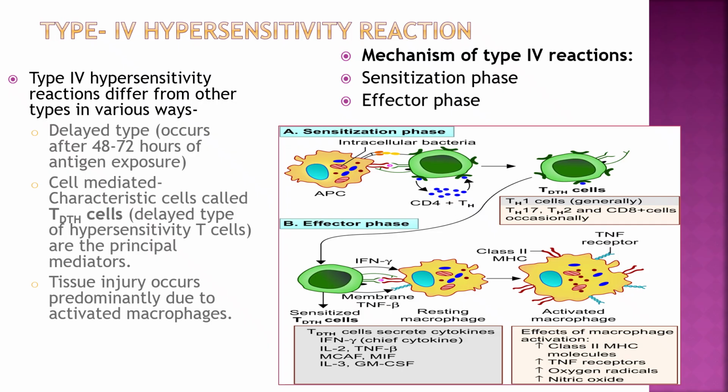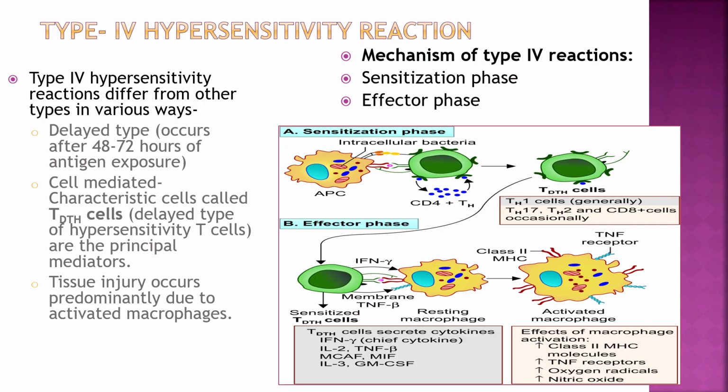Mechanism: there are two phases, the sensitization phase and the effector phase. In this diagram, in the sensitization phase, there are APCs, antigen presenting cells, and intracellular bacteria. There is formation of CD4 plus T helper cells, which leads to activation of the TDTH cells, and they secrete TH1 cells. Then in the effector phase, these sensitized TDTH cells produce interferon and tumor necrosis factor beta, and then resting macrophages get activated.